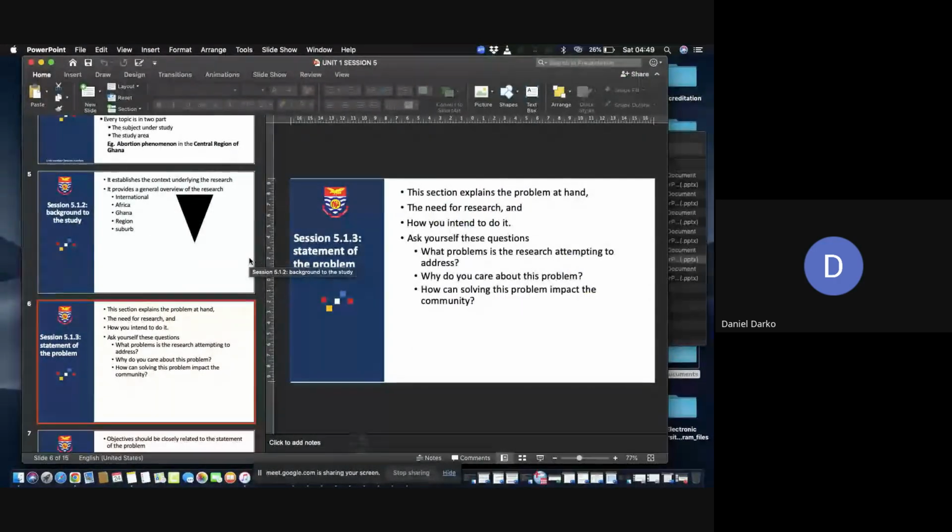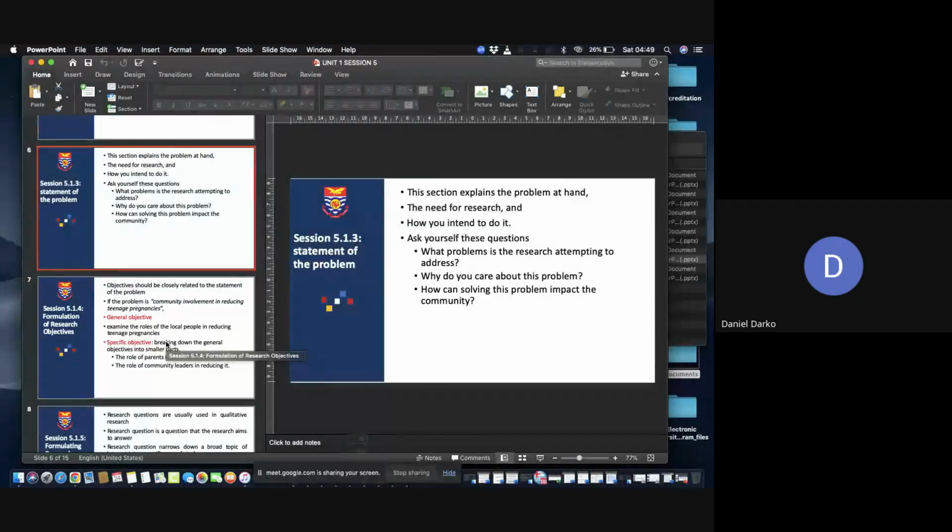The next step is statement of the problem. You have to state the problem. What is actually the problem? This section explains the problem at hand. Why do you need to conduct that research? How do you intend to do it? Ask yourself this question. What problem is the research attempting to address? Why do you care about this problem? How can solving this problem impact the community? When you answer these questions, you end up stating the problem clearly.